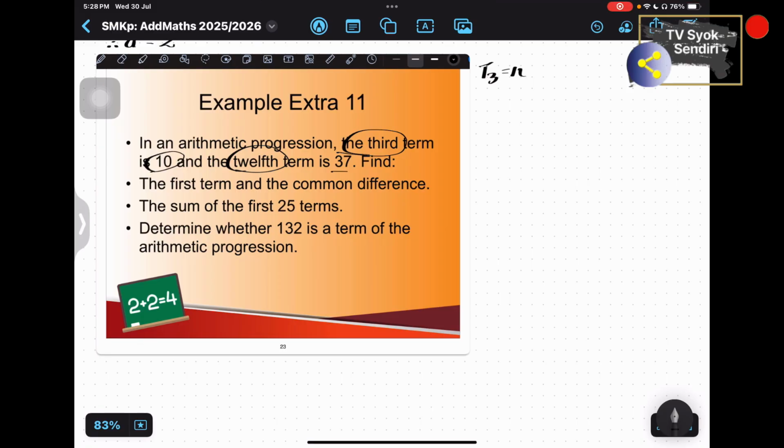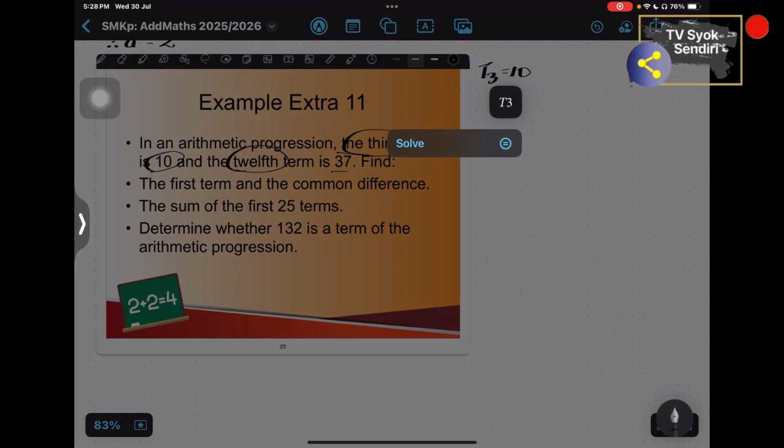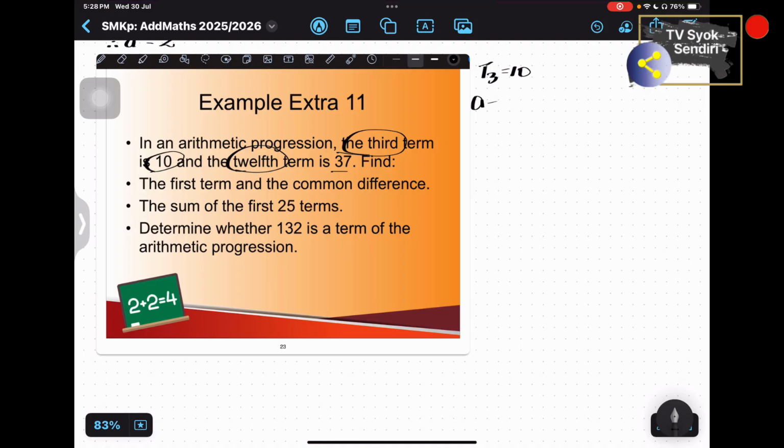So I will need to understand it should be T3 equal to 10. So that means a, don't directly write 2d. It must be 3 minus 1 d equal to 10. And then only I get my first equation.